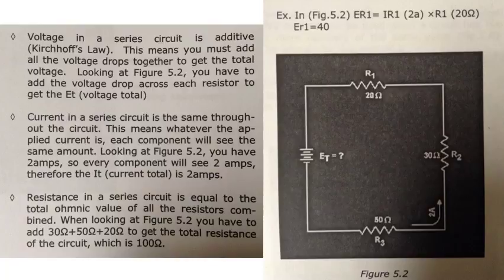Current in a series circuit is the same throughout the circuit. This means whatever the applied current is, each component will see the same amount. Looking at figure 5.2, you have 2 amps, so every component will see 2 amps. Therefore, IT, current total, is 2 amps.